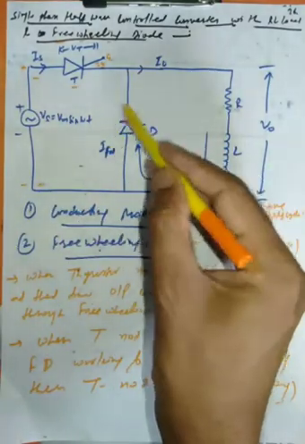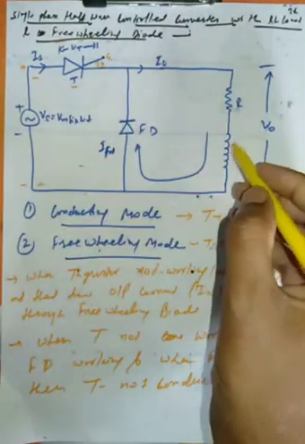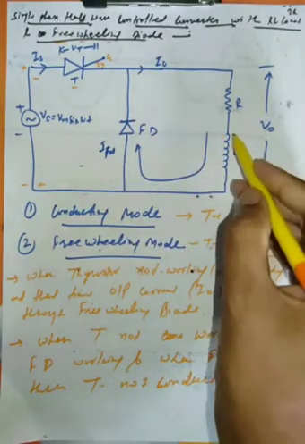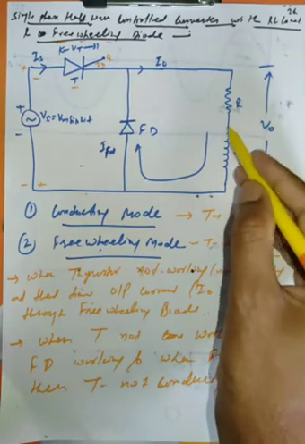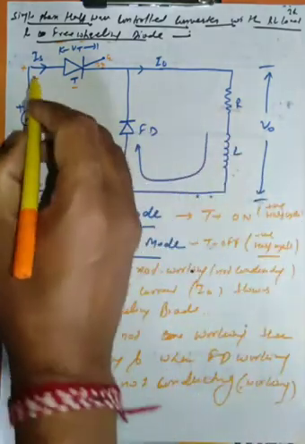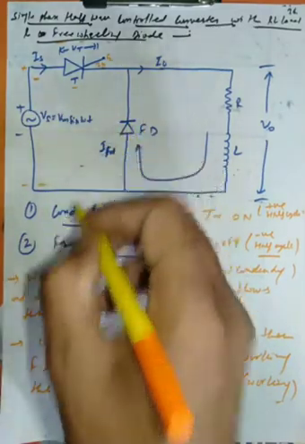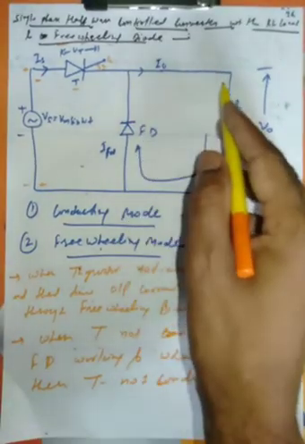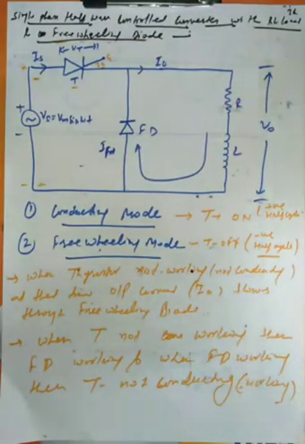Then the freewheeling diode will be in working mode, because whenever the thyristor was conducting, in the negative half cycle, due to the inductor, there will be charge stored in the inductor, and there will be flow of current. In the negative half cycle, the diode will be forward biased and conducting, and current will flow through the output, that is R and L, in the negative half cycle as well.